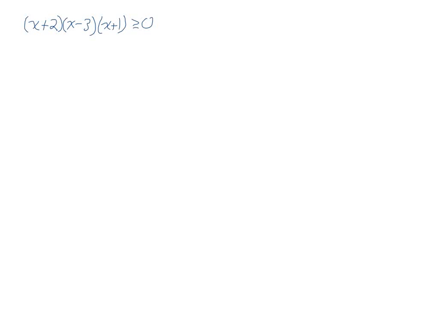We want to find out where this function is greater than or equal to 0. So let's have a quick look at what the graph would look like. We know that this is a cubic function. It has x-intercepts at -2, -1, and at +3.